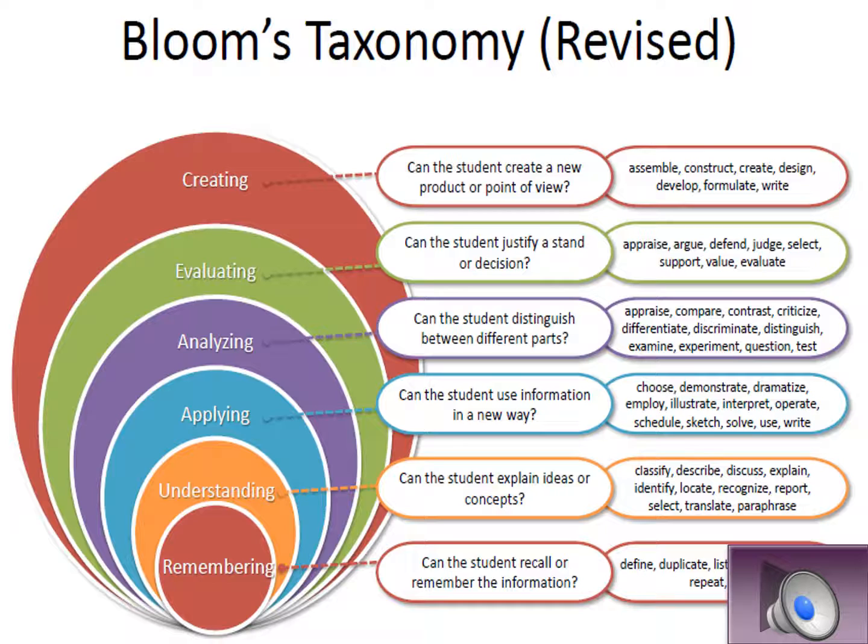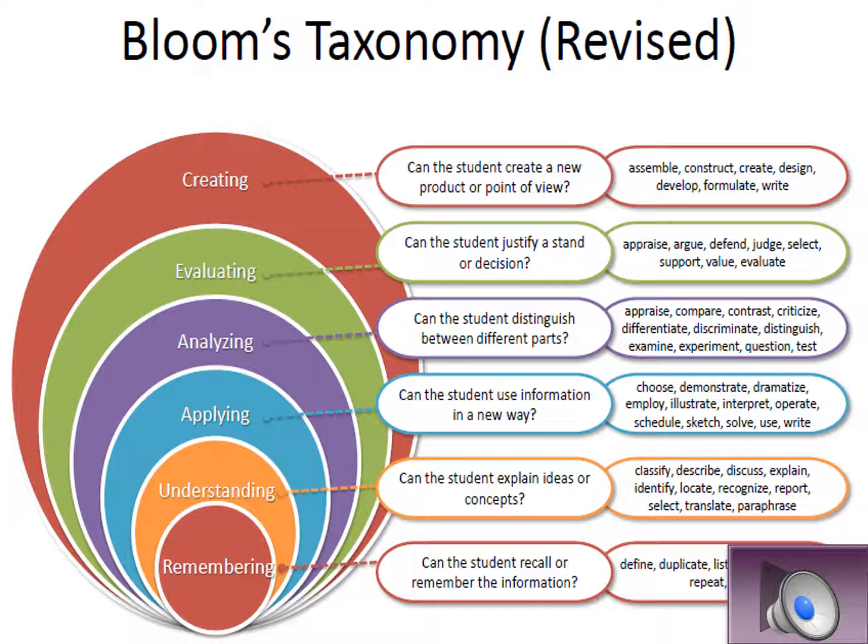In the analysis level, students are distinguishing between the different parts of the concept or the content or the skill that you're trying to impart on them. In this level, you'll find behavior verbs like differentiate, distinguish, question, examine, compare, contrast, criticize.